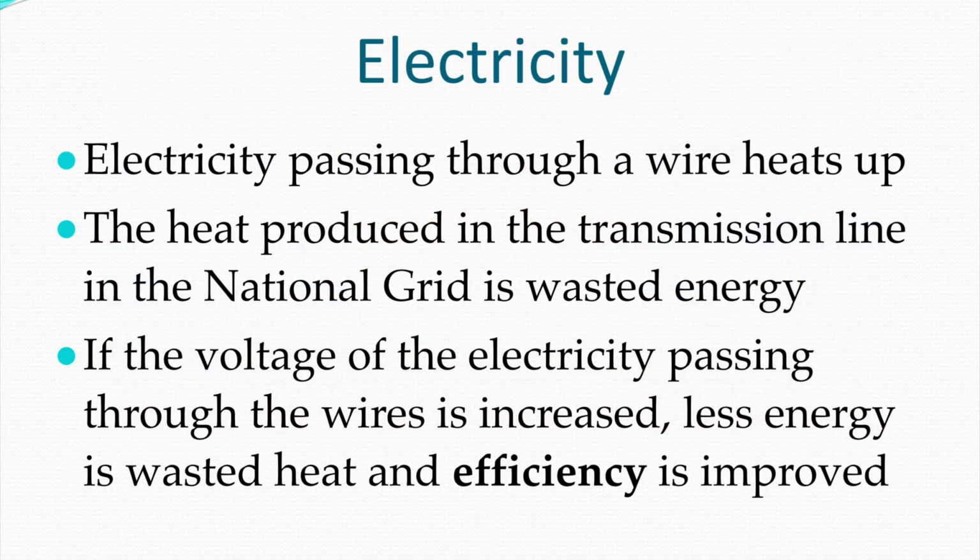One of the problems with transmitting electricity is that as electricity passes through wires, it produces heat, and that heat is wasted energy. In order to minimise that wasted energy, we increase the voltage and reduce the current. This makes the process more efficient and reduces the loss due to heating.